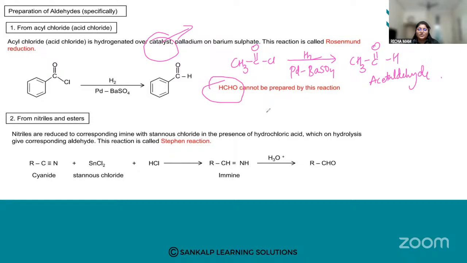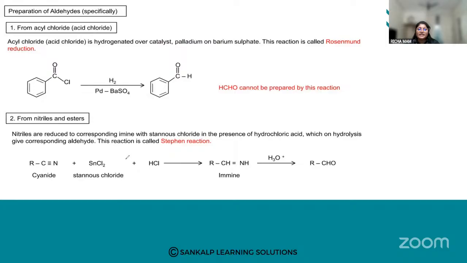Is it clear? Okay. Next is from nitriles and esters. So nitriles. Again, the Rosenmund reduction is very, very important, a 2 marks question. Please mark it as important. Next, from nitriles, the very important Stephen reaction. Another name reaction, which is called the Stephen reaction.